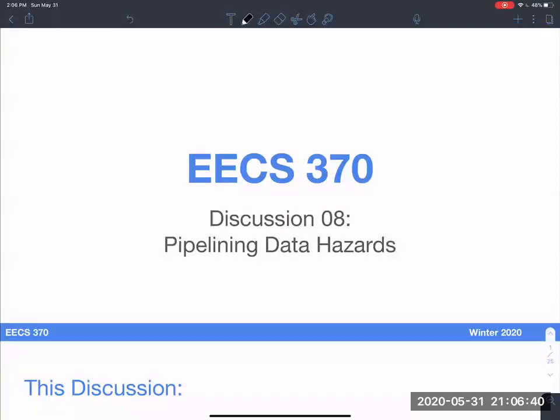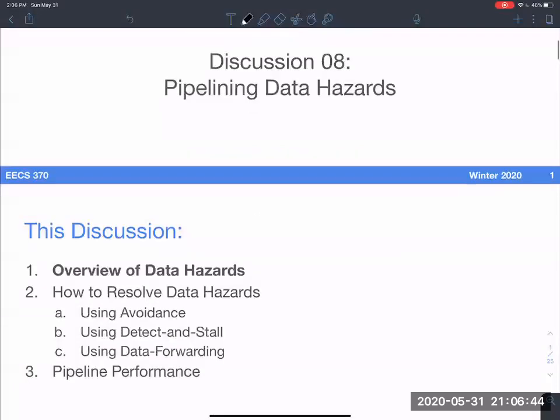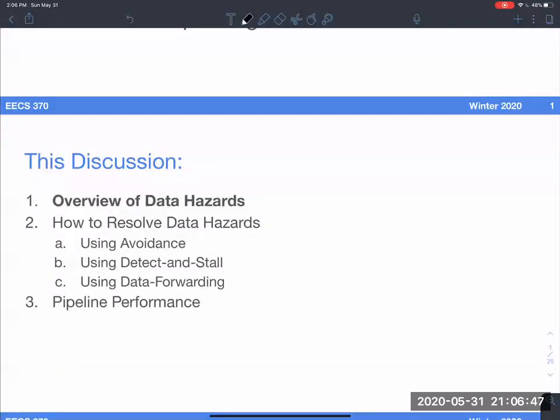Today we're going to be talking about the pipeline and data hazards associated with it. In this discussion, we're going to give you a brief overview of data hazards, how we resolve them, and how that impacts performance. We have three main ways of resolving data hazards: avoidance, detect and stall, and data forwarding.